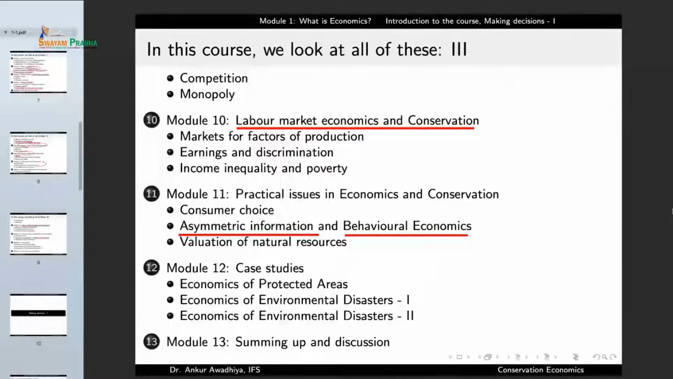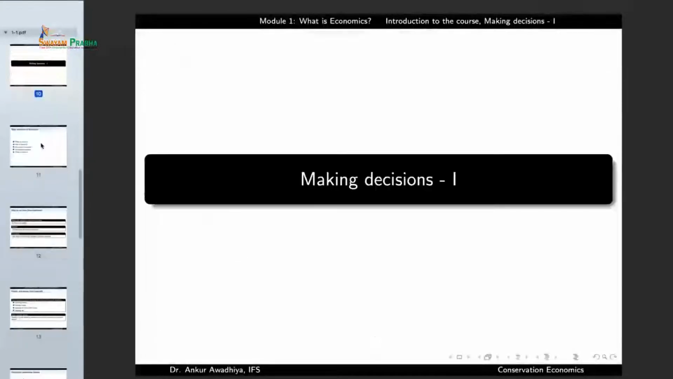And we'll also look at valuation of natural resources. The 12th module is case studies, where we will look at the economics of protected areas and the economics of environmental disasters, followed by a summing up and discussion. So we will now touch upon how the society makes decisions.